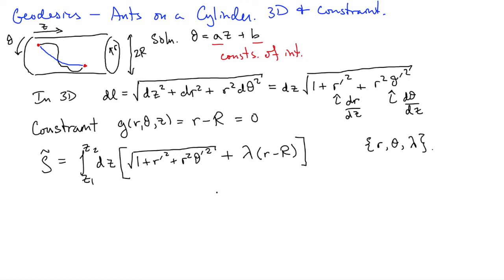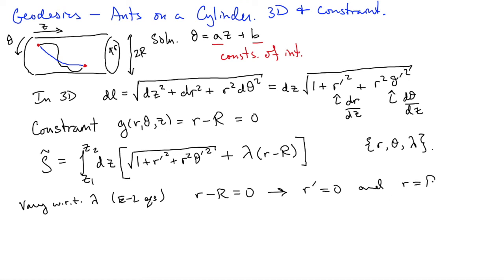Okay, so we have 3 coordinates that we're keeping track of. All right, so let's vary with respect to lambda. That is the Euler-Lagrange equations. And if we do that, we just get our constraint back. You can differentiate that constraint and get that r prime equals 0. And of course, you can solve that constraint and get that r equals capital R.